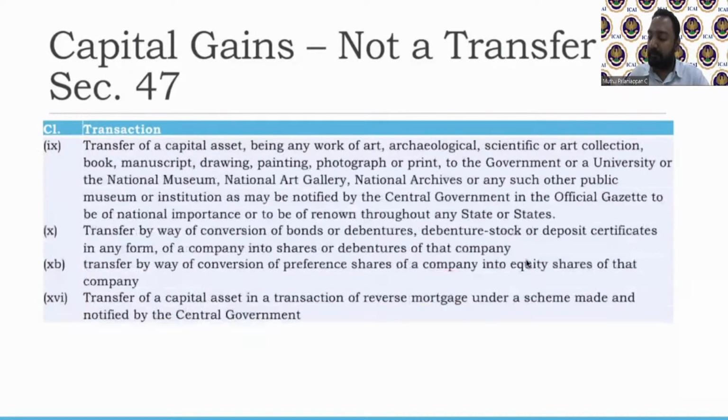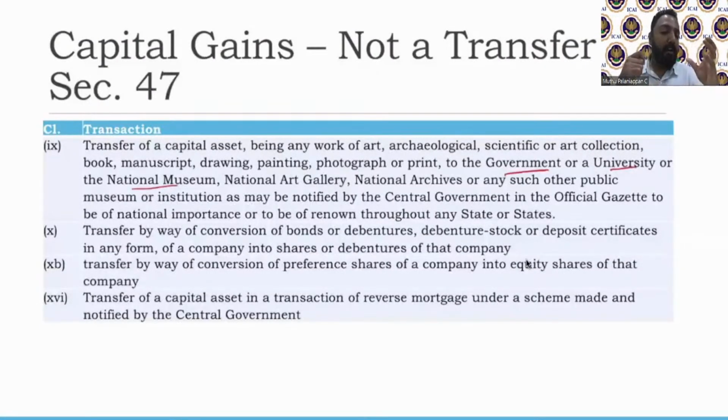Moving on, transfer of a capital asset being a work of art. We said even if it is personal, it is a capital asset: work of art, archaeological or any art collection, book, manuscript, drawing, painting, photograph or print. But to whom is it transferred? It is transferred to the government, or to a university or museum or national museum. So if it is being transferred to one of these, national museum, national art gallery, national archives, or any such public museum or any institution which is notified by the central government, then it is not a transfer.